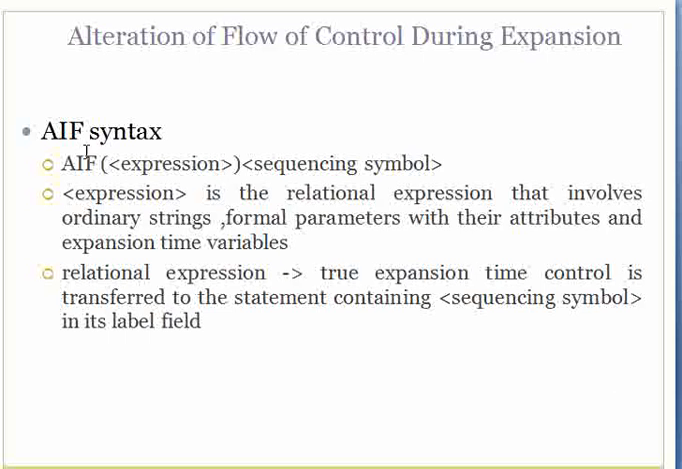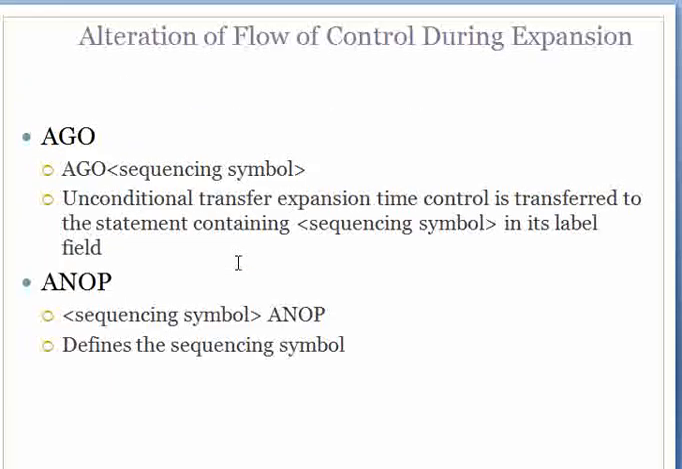Then comes this AIF statement. I told you it's similar to an if statement. All we have to do is test this particular expression. If you look at the syntax, I write AIF followed by the expression followed by the sequencing symbol. If the expression is true, then I transfer the control to that line where the sequencing symbol appears as a label. And if this test expression is false, it goes to the first line following this AIF statement.